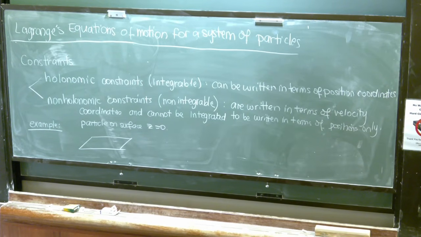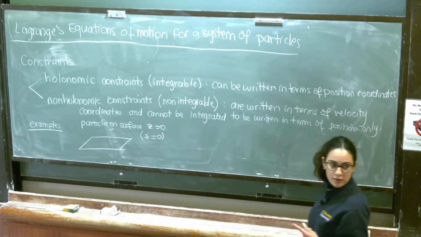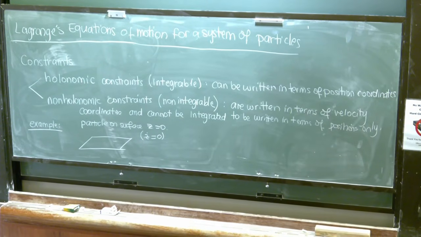Now, that constraint z equals 0 can also be written as velocity along z is 0, like z dot is equal to 0. So that's written in terms of velocity. However, it can be integrated to be written in terms of position, meaning that z is 0. Does that make sense? Even though I could write it as z dot equals 0, I could integrate it to get z equals 0. So that constraint, even though it might be written in terms of velocity, is still integrable and can be written in terms of position coordinates. But that's not the case for all constraints. Let's continue with more examples.